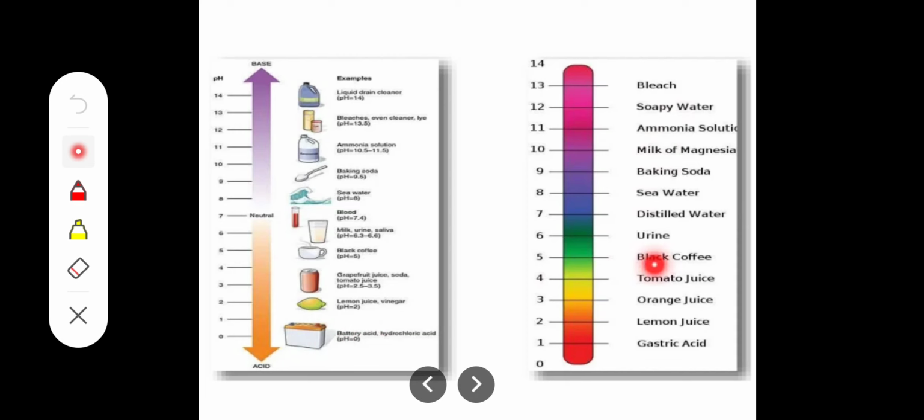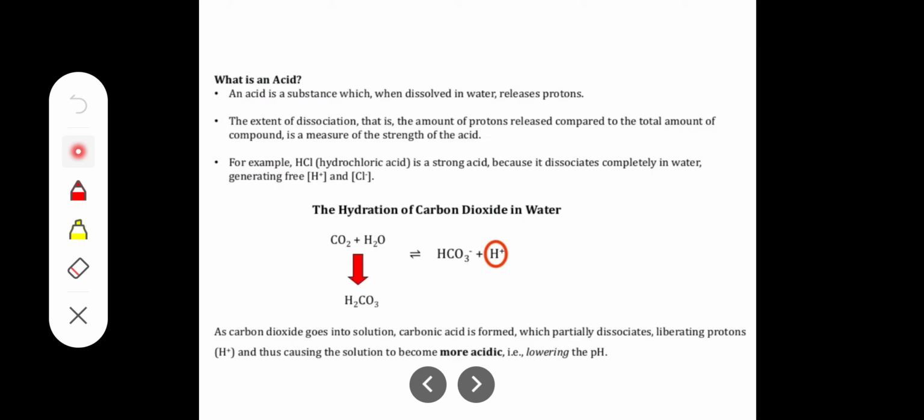That's what you can see here: bleach, soap water, ammonium solution, milk of magnesia, baking soda, sea water, these are alkaline in nature, whereas distilled water is neutral, and urine, black coffee, tomato juice, lemon juice, gastric acids, these are acidic in nature. So how can we decide? This area is the strong base, this area weak base, this is neutral, weak acid, and this is the strong acid, right? Likewise, in the pH scale we can determine different examples.